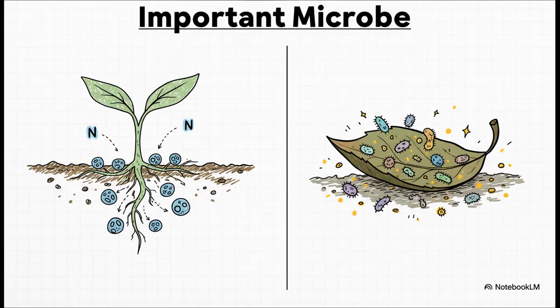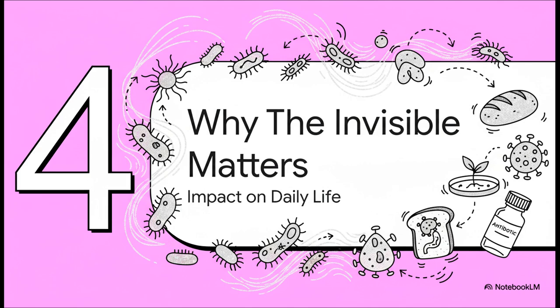And their jobs go way beyond the kitchen. I mean, you've got bacteria like Rhizobium that act like tiny fertilizer factories, pulling nitrogen right out of the air to feed plants. And then you have the decomposers, nature's cleanup crew, breaking down dead stuff and recycling all those crucial nutrients back into the system. So this all brings us to the big question, right? Why should we even care about all this invisible activity? Well, the answer is pretty simple, because it has a very, very visible impact on our daily lives.